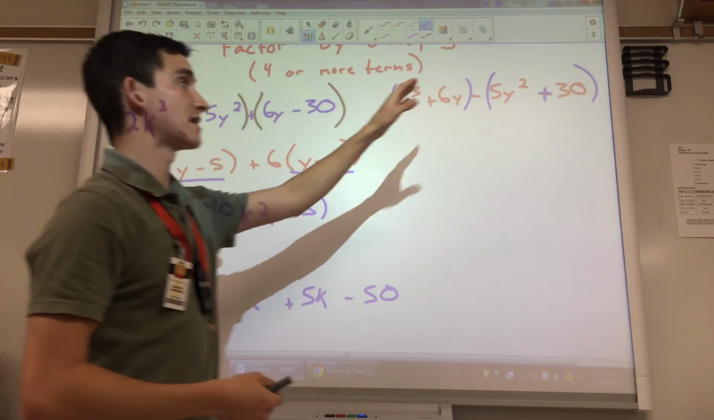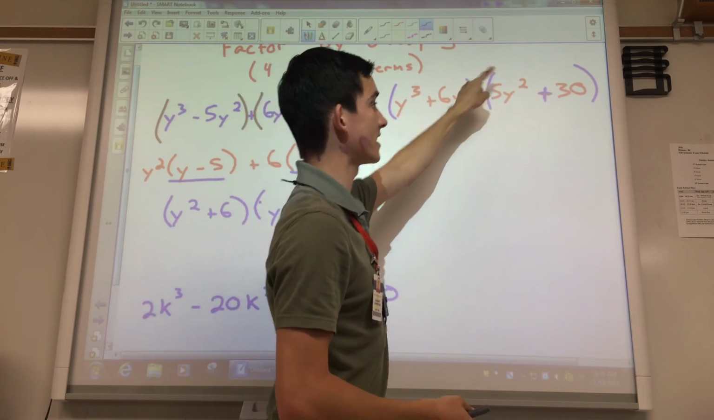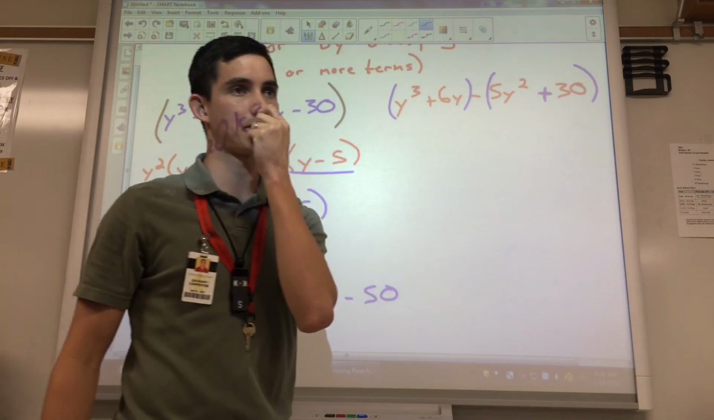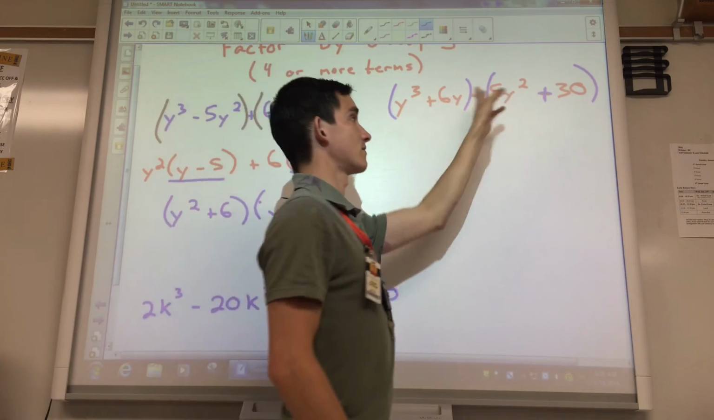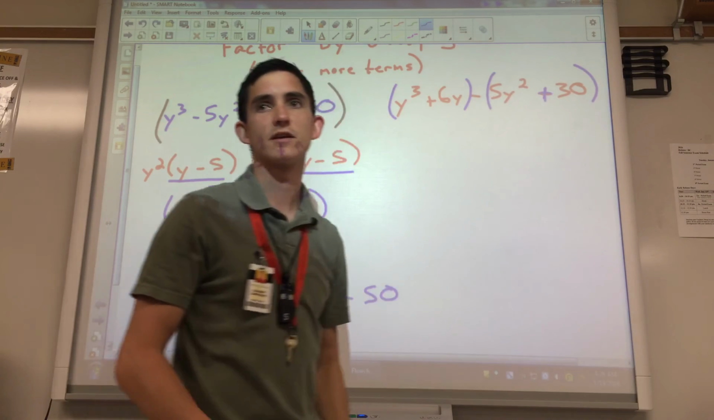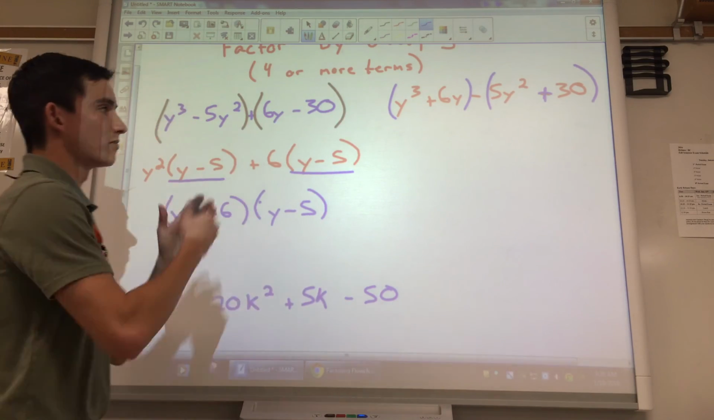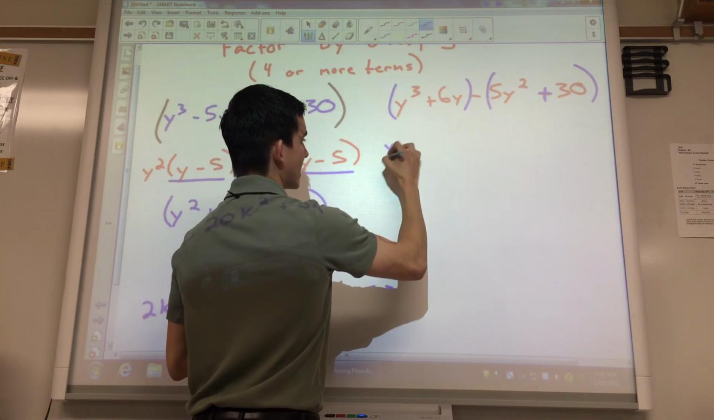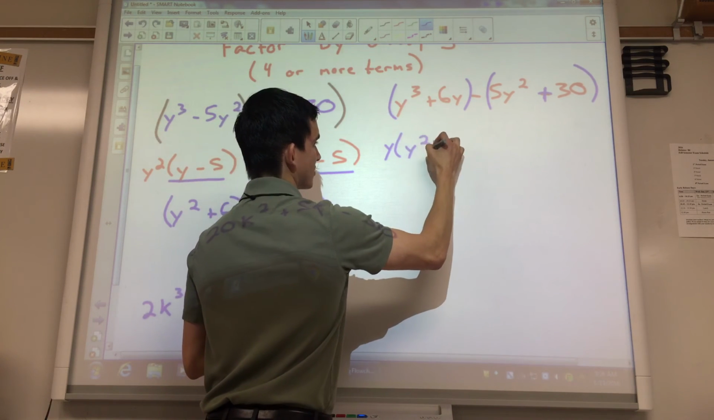So make sure that because that negative, if I distribute it in, that's going to be negative 5y squared, and that's going to be negative 30, right? If I left that at a negative, then I distribute it in, and that would be a positive 30. And that changed the problem. But now, let's go ahead and pull out what they have in common. So pull out a y, so we have y. We're left with y squared plus 6.